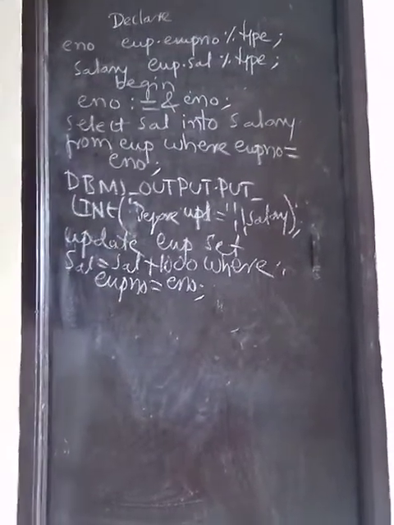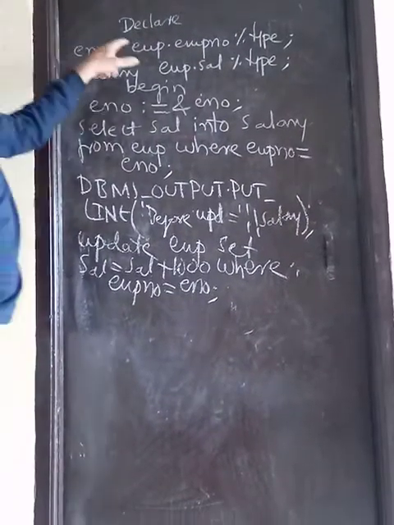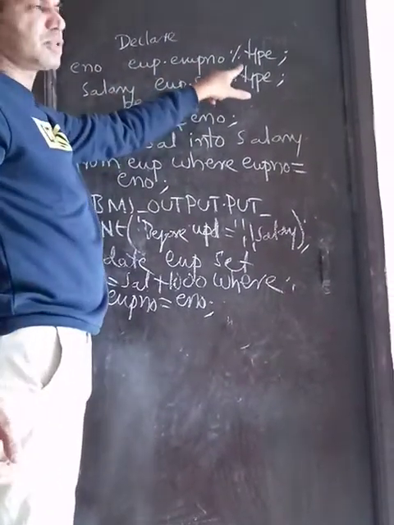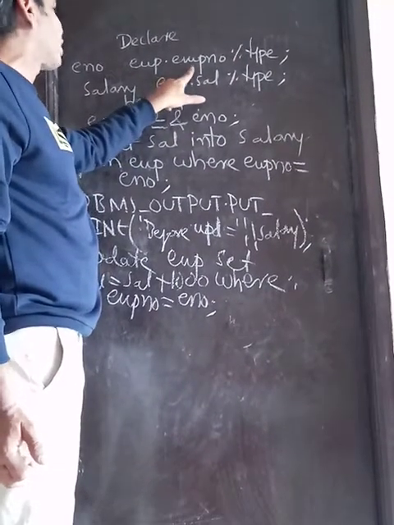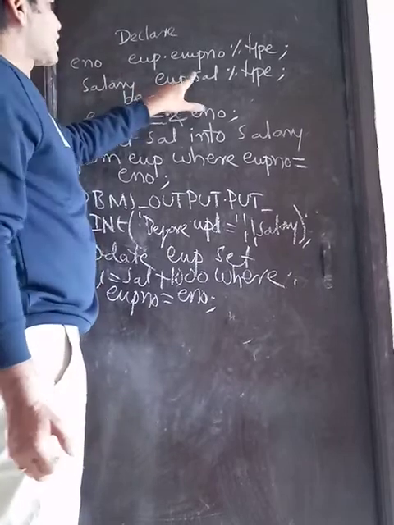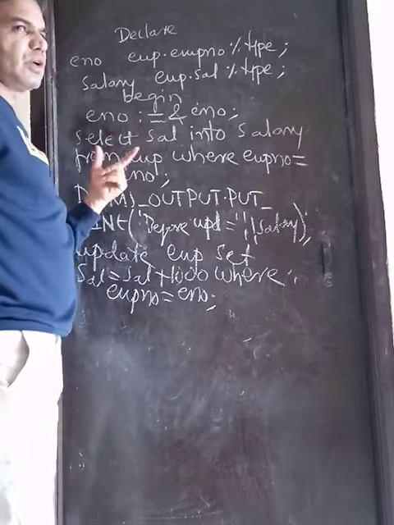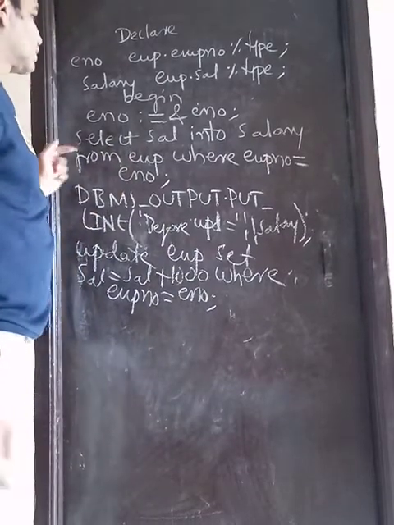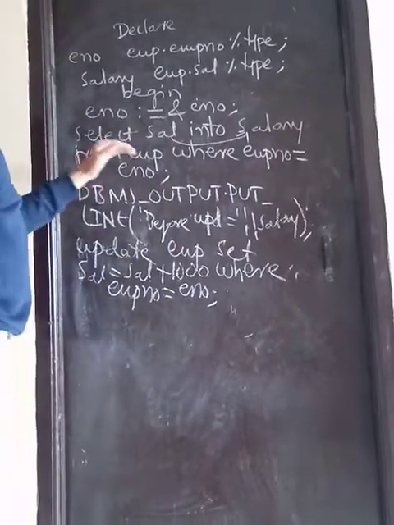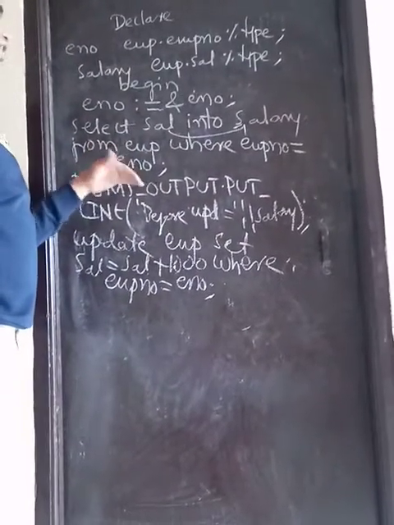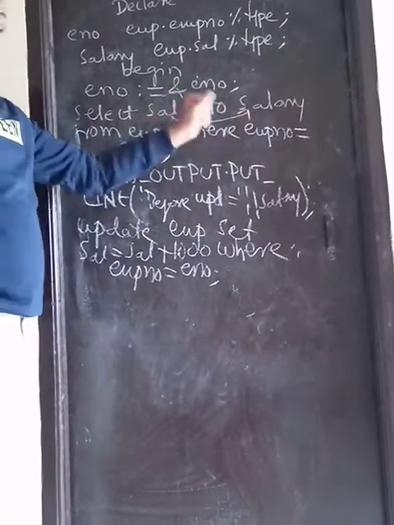Okay, see here. First of all, declare E number. We are accessing from employee table employee number with the help of percentage type. It will access only structure of the employee table employee number column, copied into E number. Then sal, copied into salary, begin employee number. At runtime it will ask you to enter employee number. Then select salary. This salary we are storing into salary column from EMP where employee number equal to E number. Whatever we are entering, if that is in employee table, that sal column will be copied to salary column.